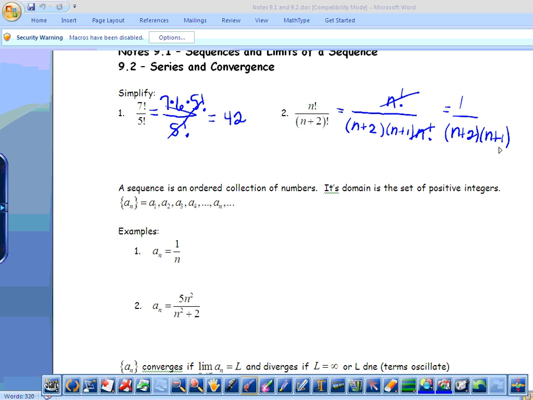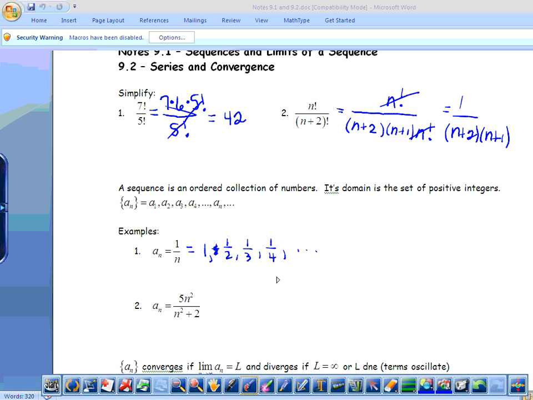All right, a sequence is an ordered collection of numbers, and its domain is the set of positive integers, like 1, 2, 3, 4. So any kind of numbers that has some sort of pattern to it. For example, a sub n equals 1 over n. Let's write out this pattern of numbers. The domain, or what I'm plugging in for n, are my positive whole numbers. So I'm going to start with n equals 1. 1 over 1 is 1. And then n equals 2 would give me 1/2. And n equals 3 is 1/3. And then 1/4, etc.